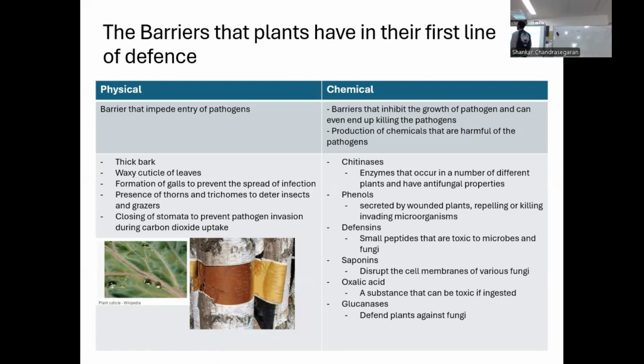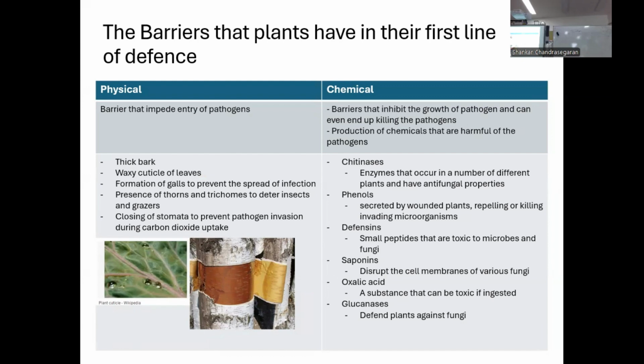So, like I said, those that prevent entry of the pathogens. Chemical barriers are those that can prevent the growth or development of those pathogens using different chemicals, and they can even end up killing the pathogens, right? Physical is about a physical barrier preventing entry. Chemical is about chemical properties that make sure that pathogens don't end up developing or growing to cause us harm.